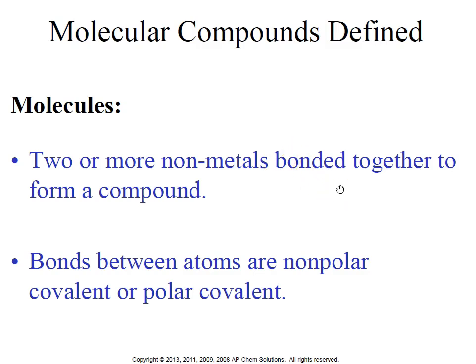All right, so covalent compounds. Covalent compounds are also known as molecular compounds. And this is when two or more nonmetals bond together to form a compound. Nonmetal, nonmetal, nonmetal. These could be nonpolar bonds or polar bonds. So they're sharing their electrons, but they may not share evenly, polar, or they may share evenly, nonpolar.